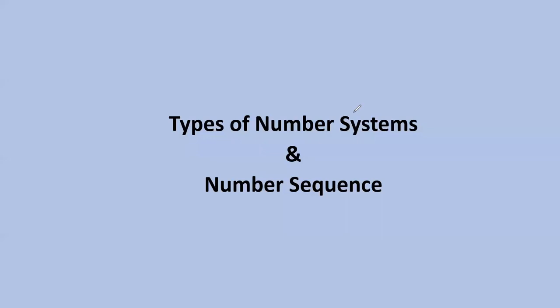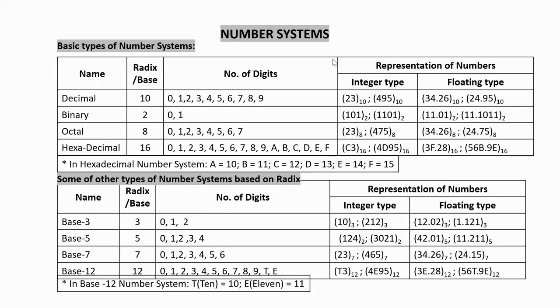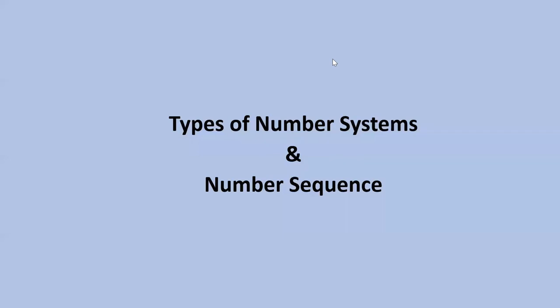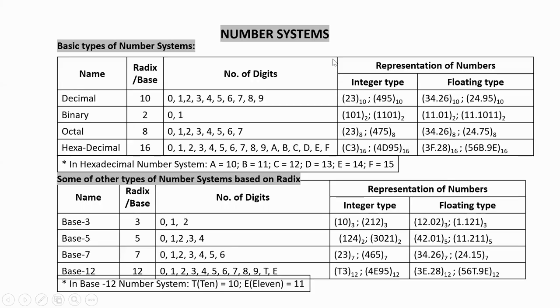Hello friends, today we are going to discuss types of number systems and how to write the number sequence using these number systems. Now let us move to the types of number systems. Here we can see the different types of number systems we have. The systems are decimal, binary, octal and hexadecimal.